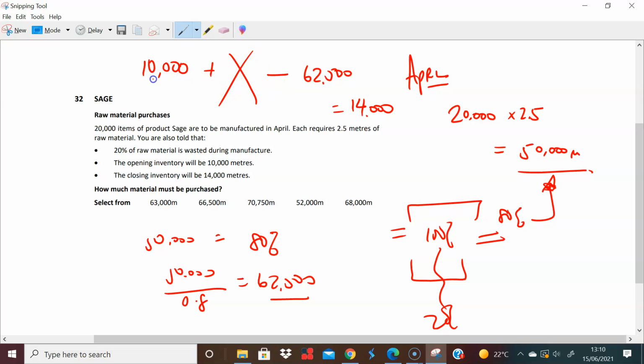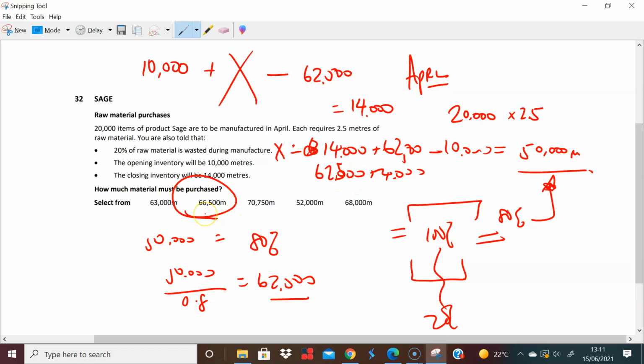So here, in finding what it is we're buying, we now in effect have X being equal to 14,000 plus 62,500 minus 10,000, which in effect is 62,500 plus 4,000, which is 66,500. So you are buying in 66,500 worth of material. Yeah, cool, great stuff.